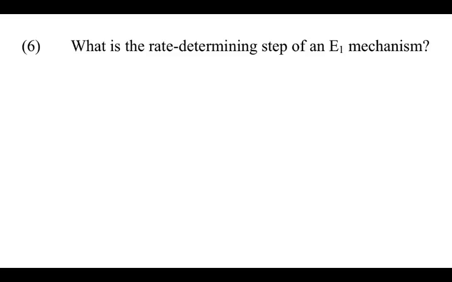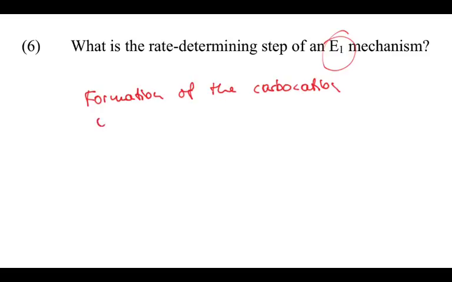And why am I putting these things there? To see if you got the... So this one, what's the rate determining step of an E1 mechanism? Formation of the carbocation. All right? We can also say AKA loss of the leaving group, right? LG, leaving group, okay? All right, that was a simple one. Next one.